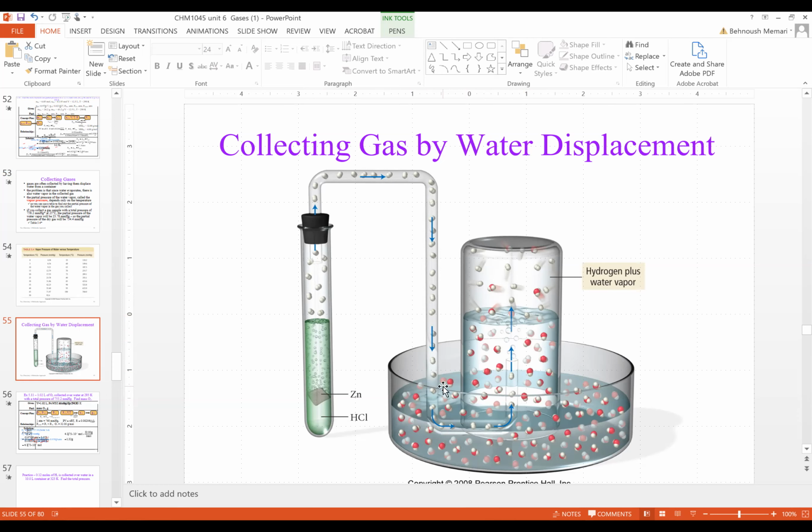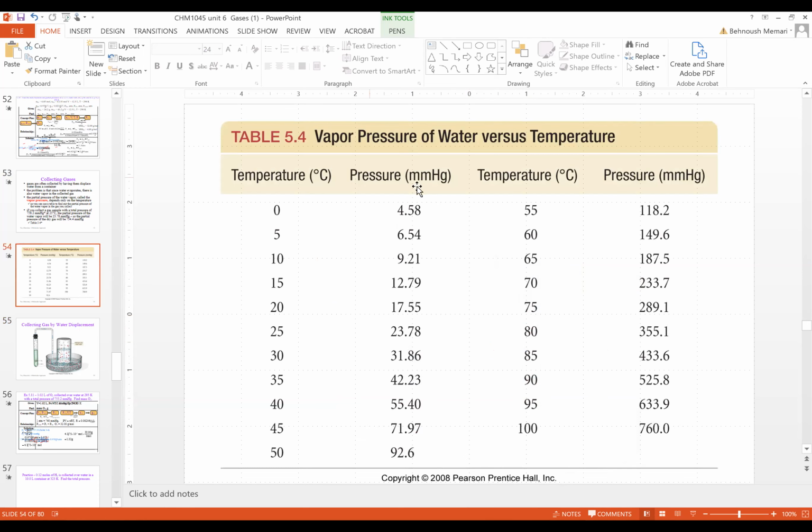The higher the temperature of the water, the higher the rate of evaporation of water molecules and the greater the contribution of the water molecules. So if you look at the table here, it gives us the pressure that is coming from water at different temperatures. So in order to find out how much pressure is coming from water, we have to refer to this table, or the problem would give that number. And based on the temperature, we pick the pressure that is contributed from the water vapor.